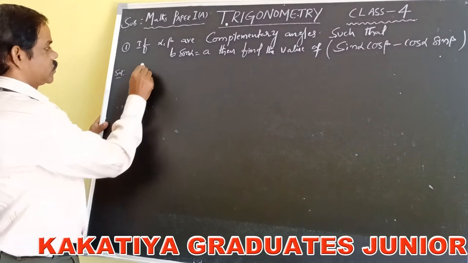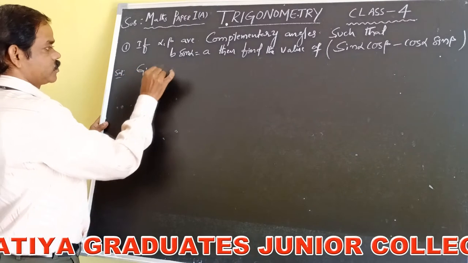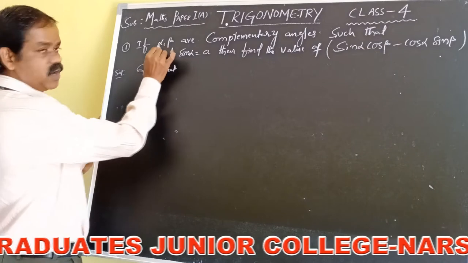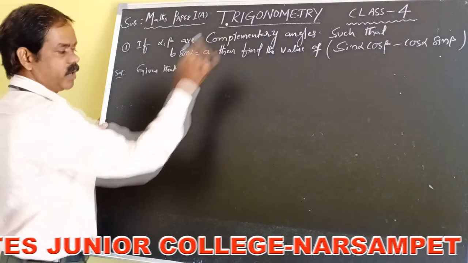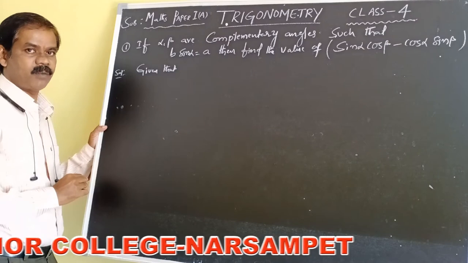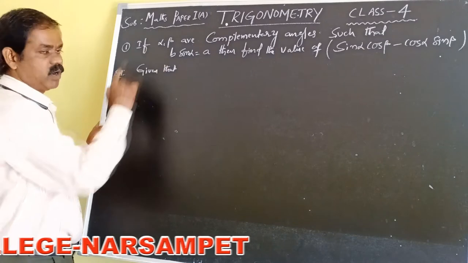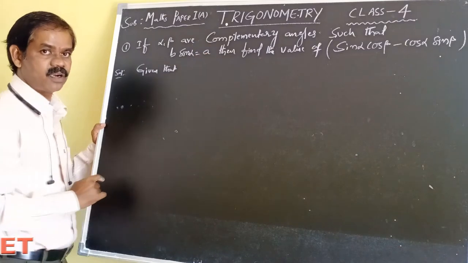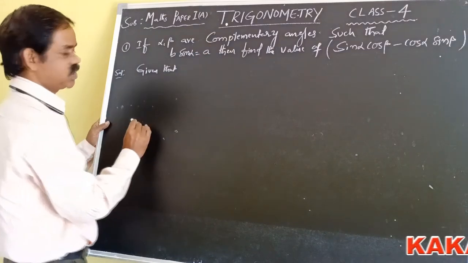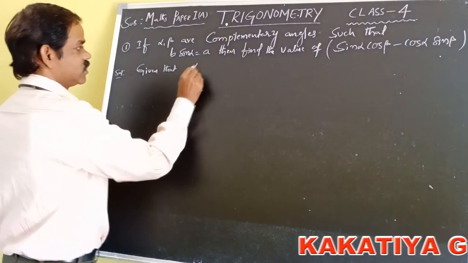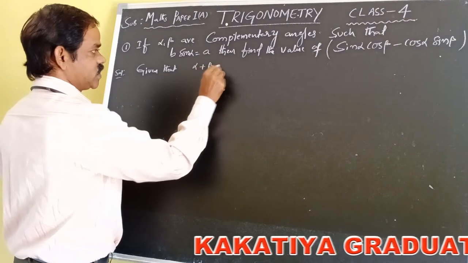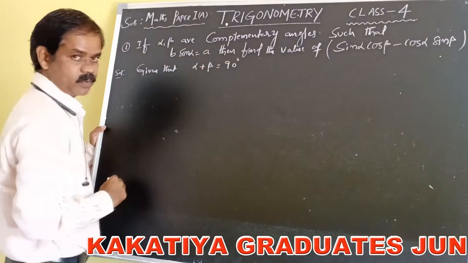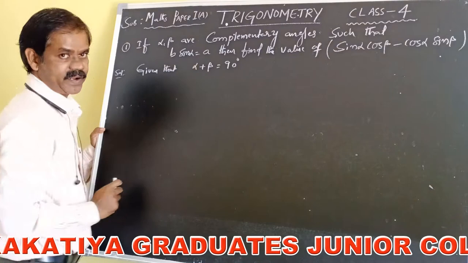Here, given that alpha, beta are complementary angles. What is the meaning of complementary angles? The sum of two angles is equal to 90 degrees; then that type of angles are called complementary angles. So that's why, here, the sum alpha plus beta is equal to 90 degrees, since these are complementary angles.